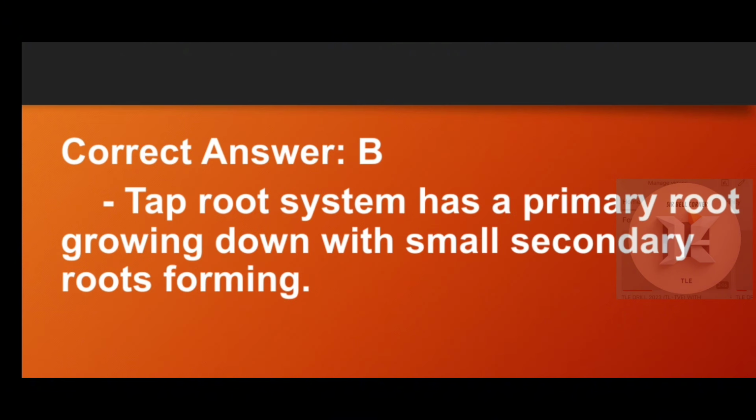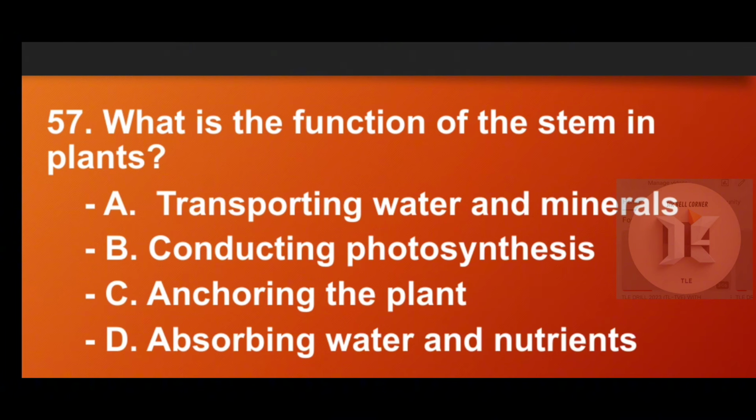Correct answer. B. Tap root system has a primary root growing down with small secondary roots forming. 57. What is the function of the stem in plants? A. Transporting water and minerals. B. Conducting photosynthesis. C. Anchoring the plant. D. Absorbing water and nutrients.